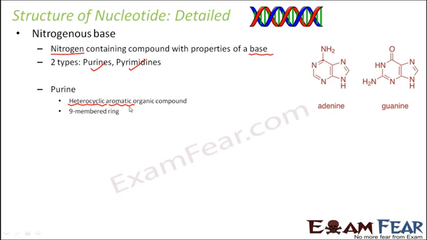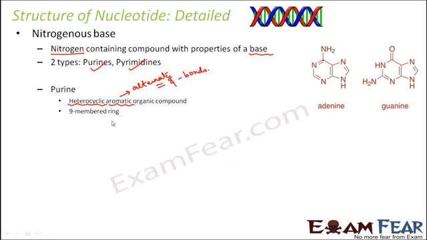Now, aromatic means a hydrocarbon with alternating double and single bonds. So here, if you see, one double bond, then single bond, again double bond, single bond, double bond, single bond. So aromatic means alternate double and single bonds. That is known as aromatic. So purine is a 9-membered ring.